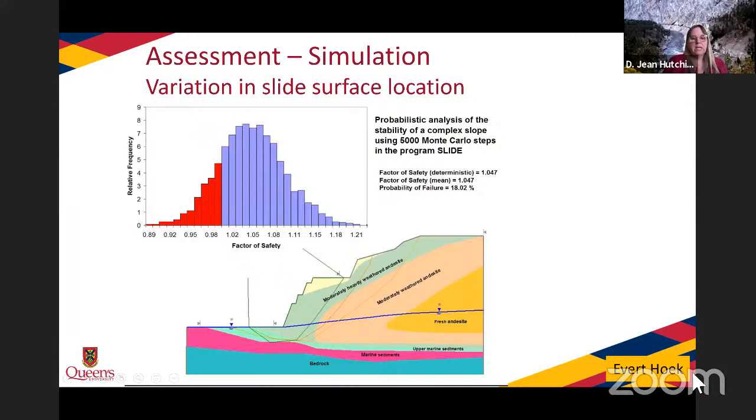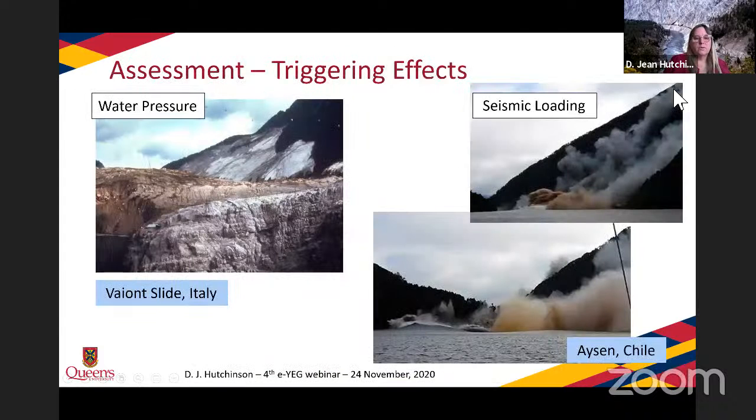So in this case, he was able to think about variation in the slide surface location and how that would affect the results of this type of analysis. So in natural slides like you just saw, it's often hard to know exactly where the slide surface is, and you need to do some probabilistic analyses to understand that uncertainty and the potential risk posed.